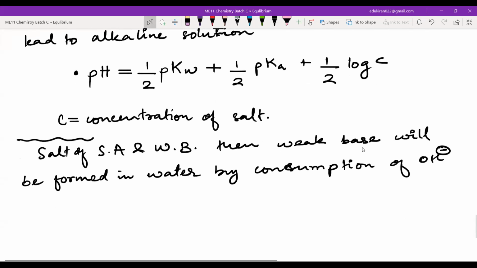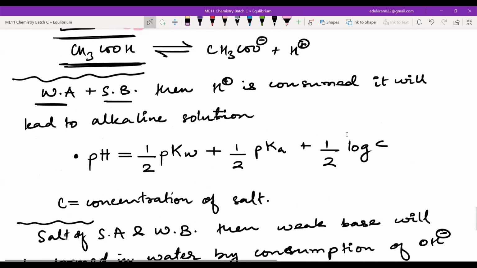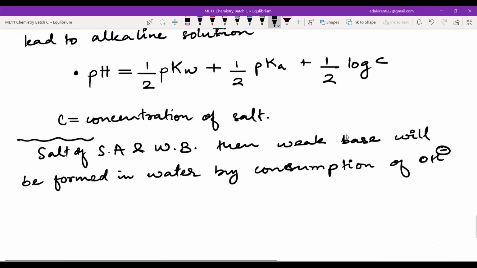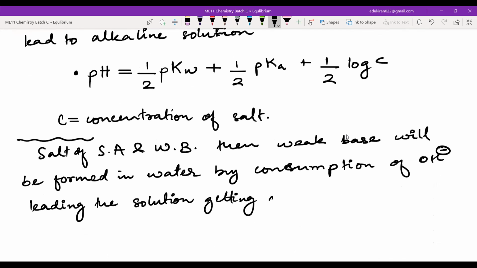because the conjugate acid of the weak base will be consuming the OH negatives and forming the weak base, because we are forming the salt by strong acid and weak base. So in that case, the opposite thing will happen. Here H plus was consumed leading to an alkaline solution, and in this case, the weak base will be formed by consumption of OH negative, leading to this solution getting acidic.